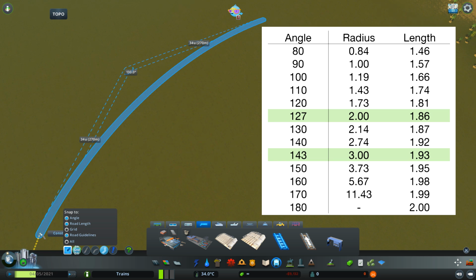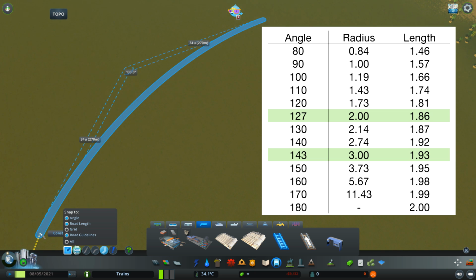Here in this table, I'll calculate the coefficients you need to multiply the tangent line's length with. Obviously, the tangent line is right here. You can see it right away. So, for example, if I do a curve with the angle of 90 degrees, the radius is the same as the tangent line, and the length is approximately 1.5 times larger. If I have an angle of 160, then the radius is over 5 times larger and length is almost 2 times larger than the tangent line. 180 is obviously not a curve anymore, so the radius is infinity and length equals 2 tangent lines length.